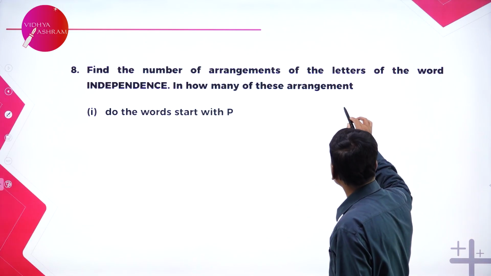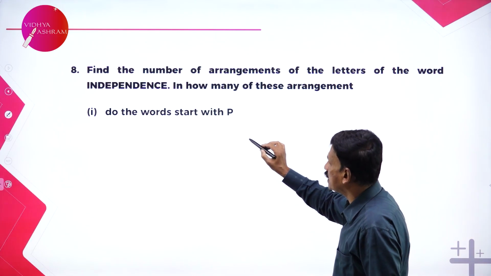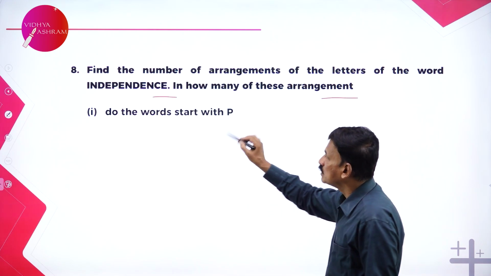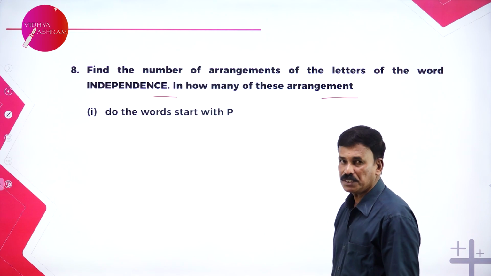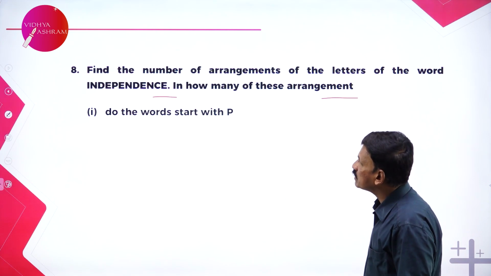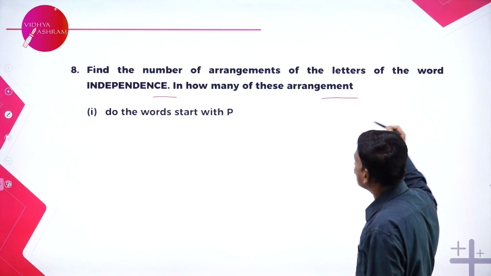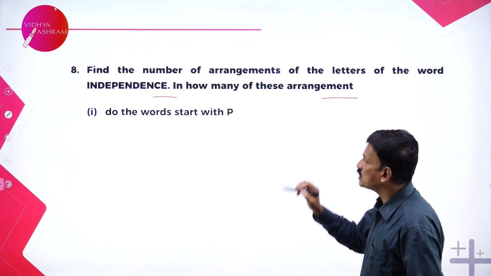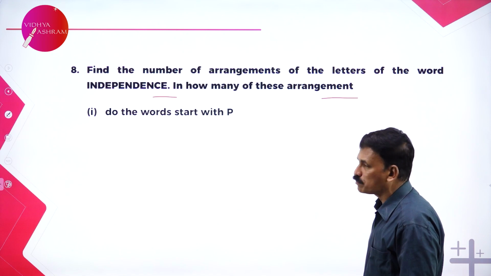Find the number of arrangement of the letters of the word independence. In how many of these arrangement do the words start with P? So there are certain conditions given. Find the number of arrangement of the letters of the word independence. This is same as that of the previous problem. What is the first condition? Do the words start with P?